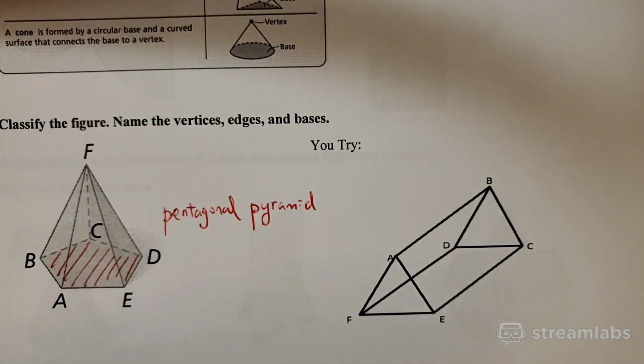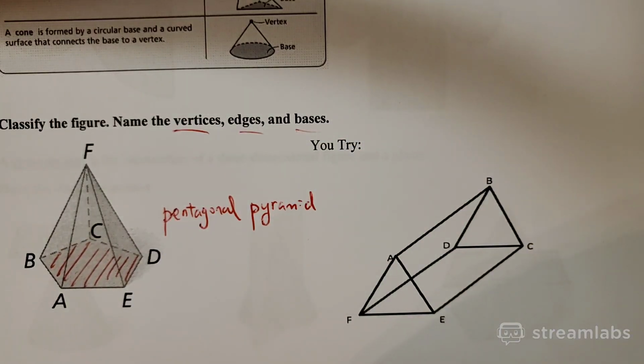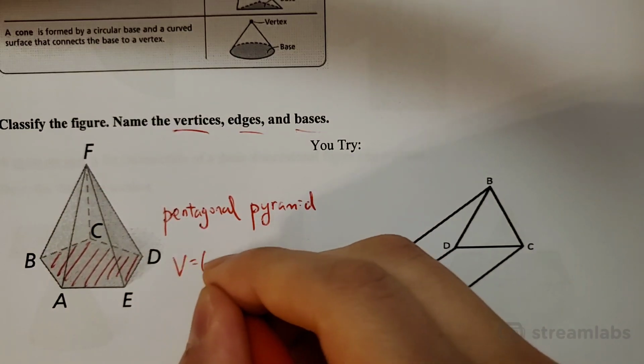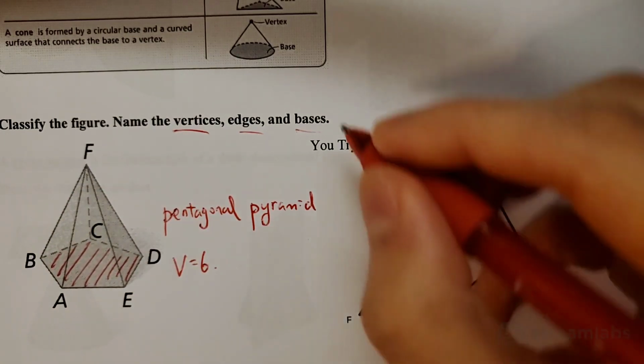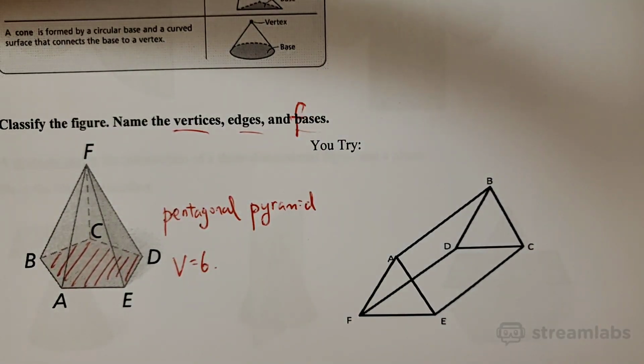So it's a pentagonal pyramid. Okay. Now, you then count vertices, edges, and faces. So how many vertices? 1, 2, 3, 4, 5, 6. Right, 6 vertices. Why did it say bases? It's supposed to be faces. Interesting. Okay, faces.